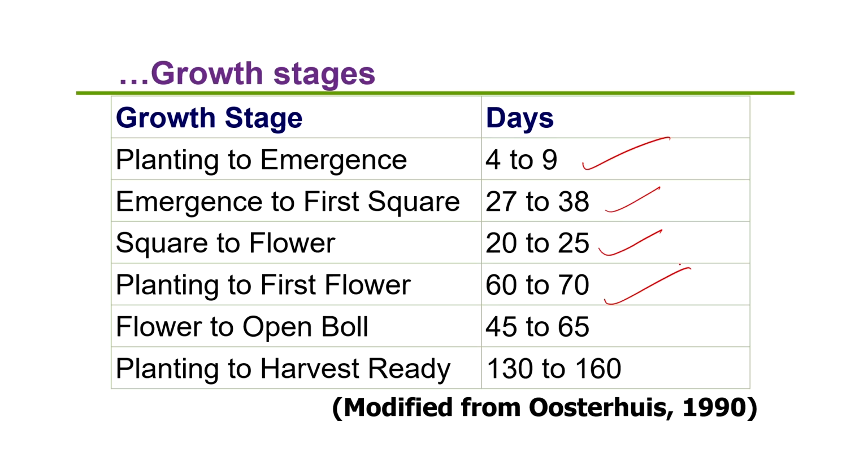So here you can see that emergence to first square and square to flower, they are overlapping each other. Then comes planting to first flower, 60 to 70 days, and flower to open ball. It is 45 to 65. So here also you can see these two stages are overlapping each other. Planting to first flower and flower to open ball. And finally planting to harvest ready, 130 to 160 days. So it is basically a longer duration crop. It can go up to 160 days. However, it depends upon climatic conditions and cultural management.